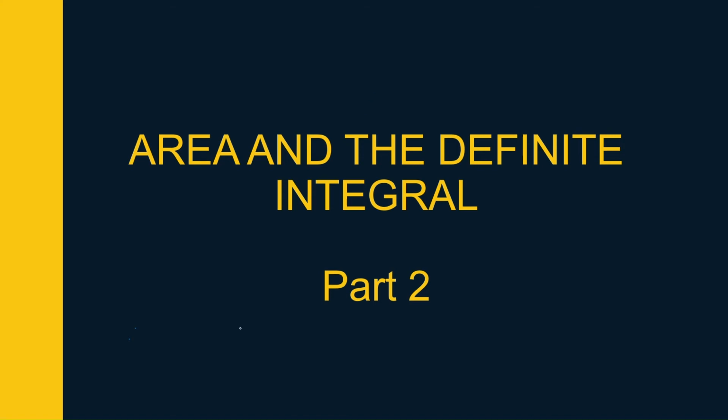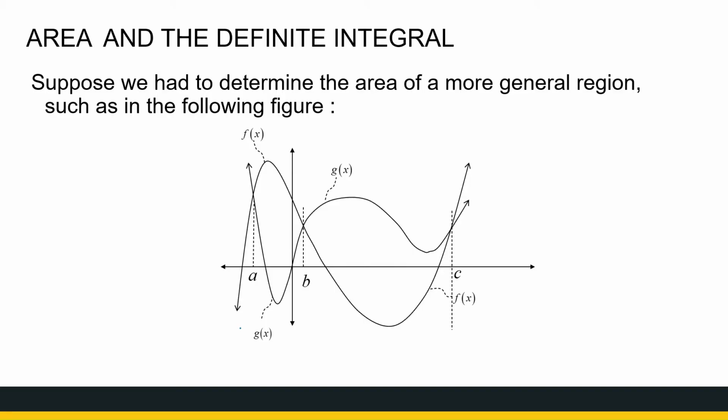In this last video on area and the definite integral, we're going to be looking at two examples that are a little bit more complicated. So let's first look in general. We've got two functions here, f and g. They intersect in 3 points, a, b, and c. And let's say we want to find the combined area that is enclosed by these functions, bounded by these functions.